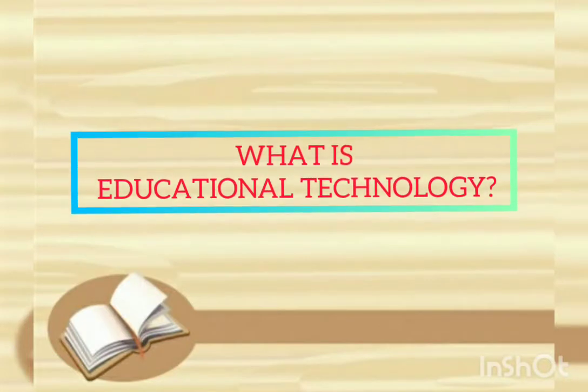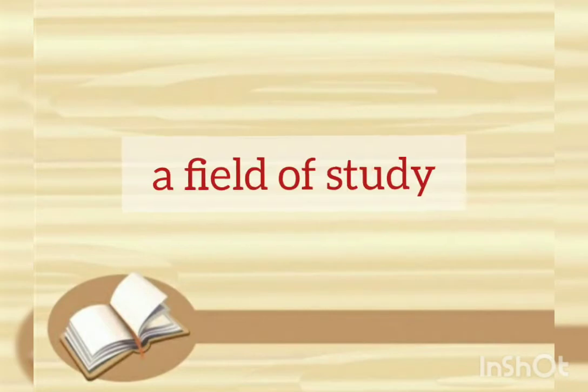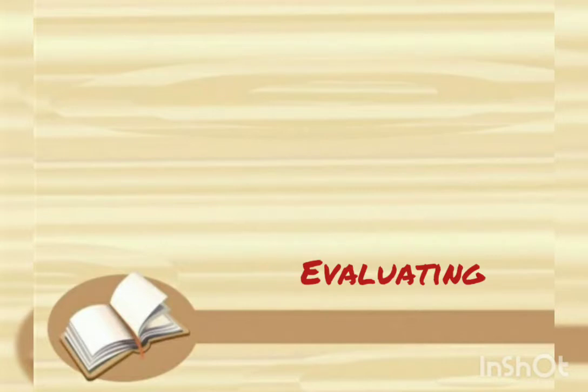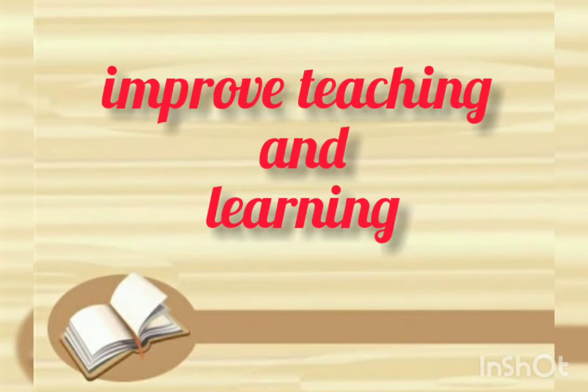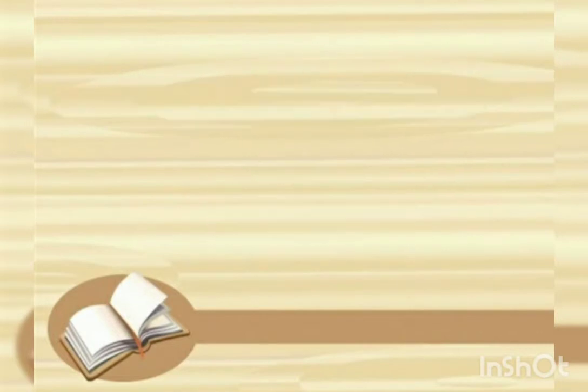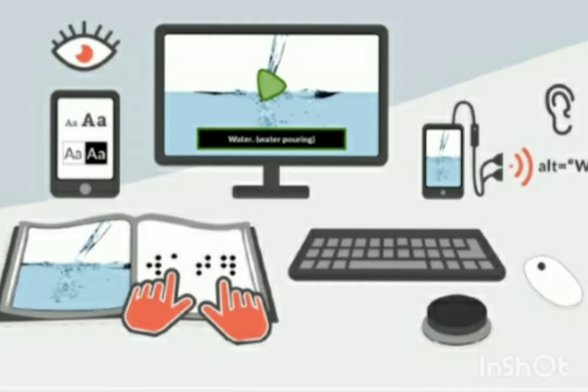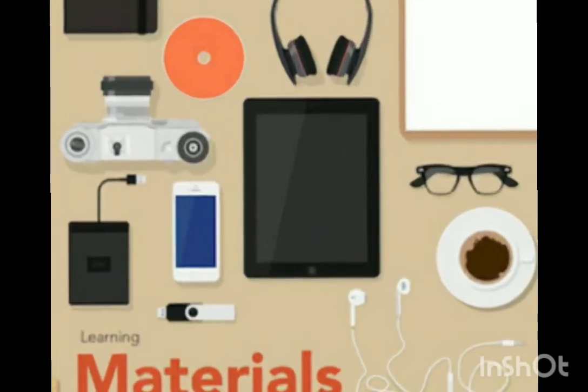Then what is educational technology? Educational technology is a field of study that investigates the process of analyzing, designing, developing, implementing, and evaluating the instructional environment and learning materials in order to improve teaching and learning. It is important to keep in mind that the purpose of educational technology, also known as instructional technology, is to improve education. The learning materials today have greatly expanded because of the various technological advances.